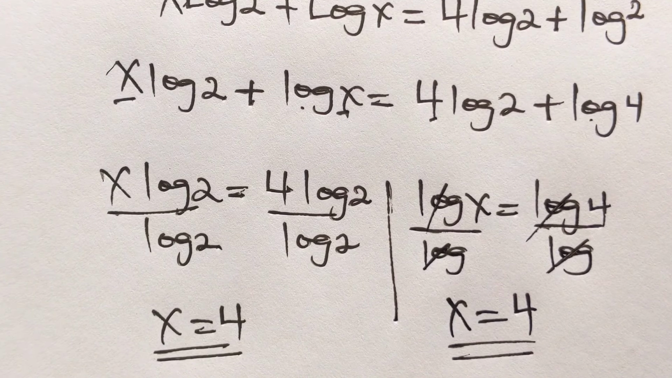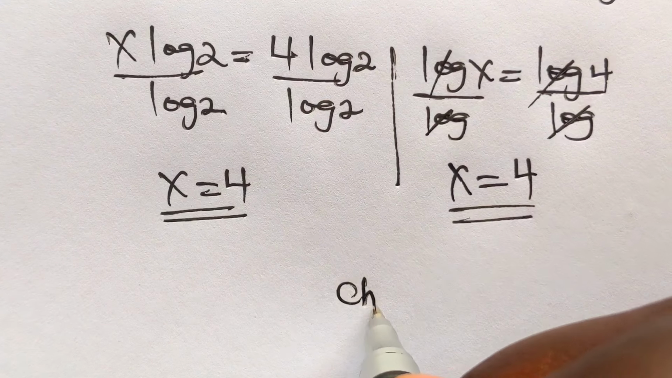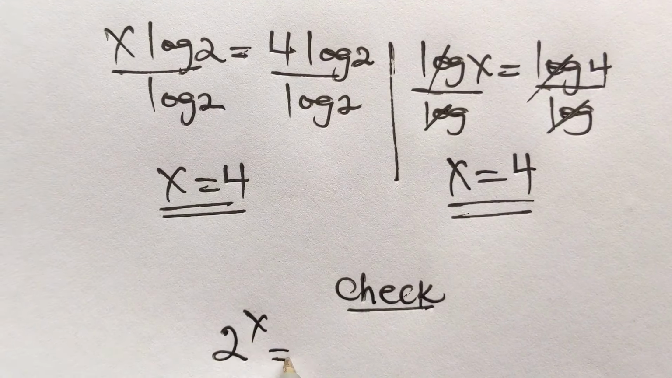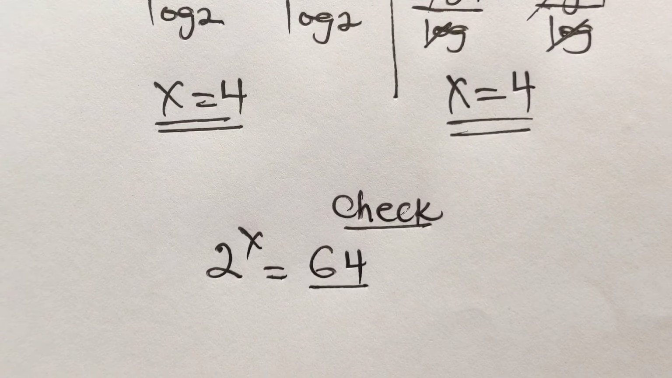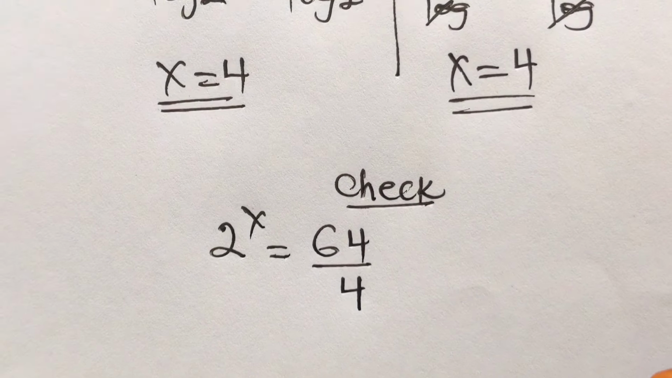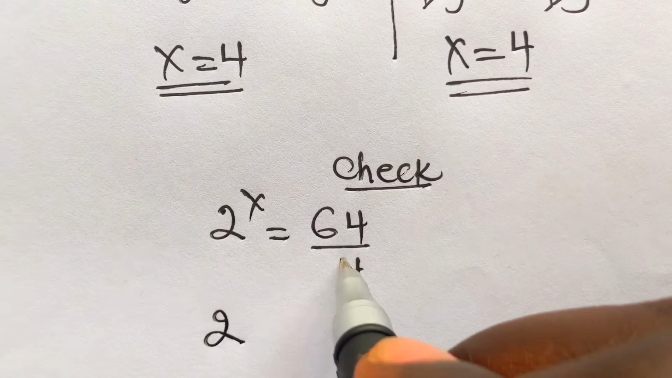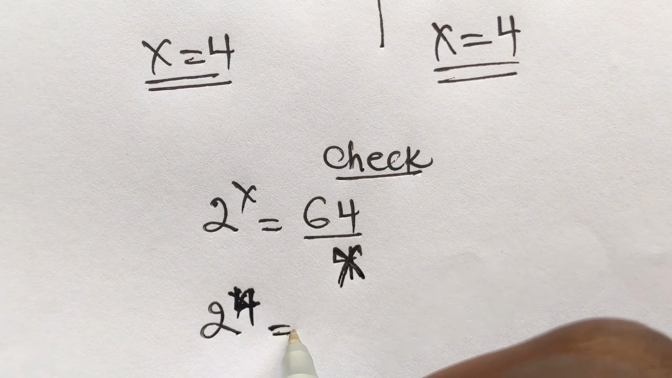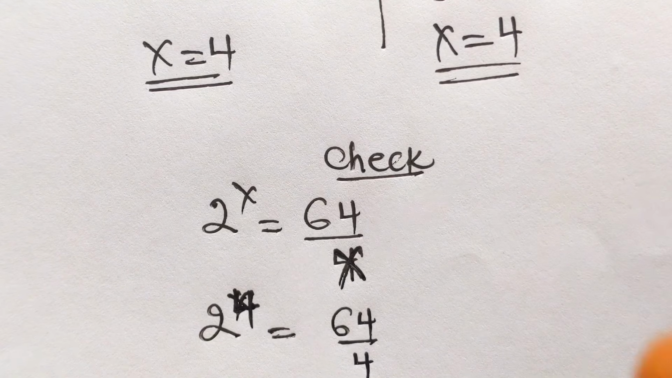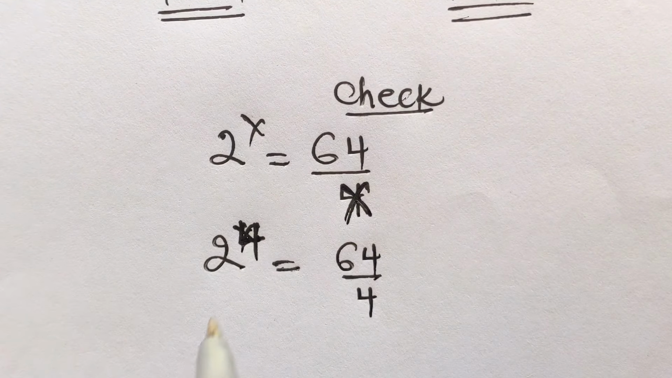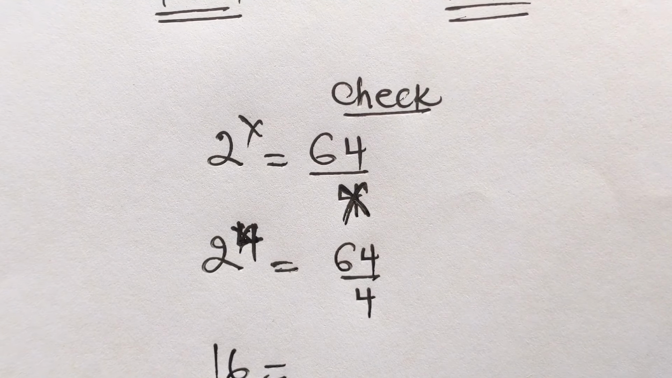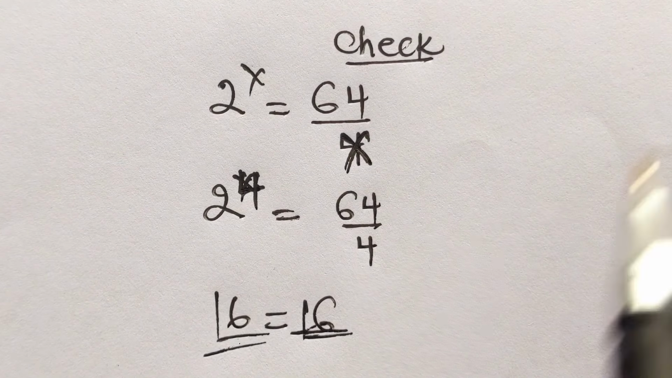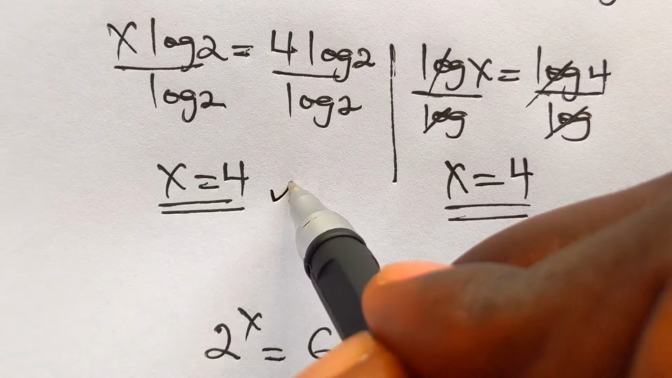And of course here you have to check if the answer we have got is correct, because we were given 2 power x is equal to 64 over x. So 2 power x, this is 2 power 4 equals 64 over 4. 2 power 4 is equal to 16, and 64 over 4 is equal to 16, and they are equal. That means the value we have got is correct.